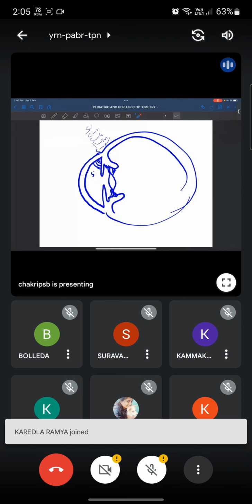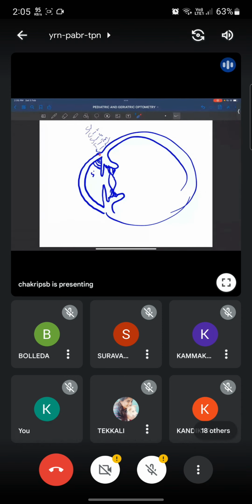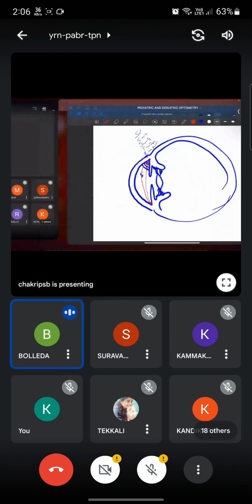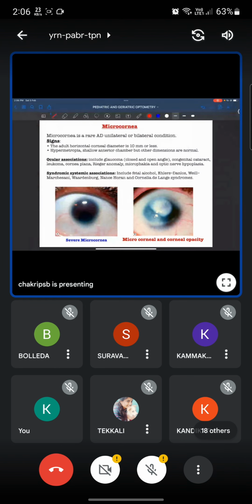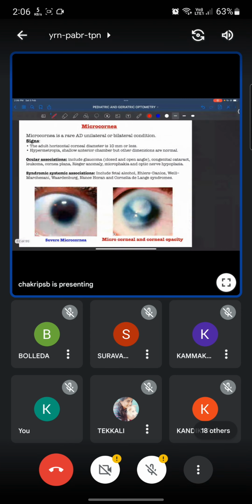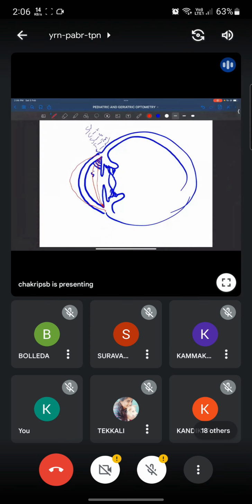If the angles are closed, what will happen? Glaucoma. This is the normal cornea. If the cornea size is decreased, the angles may close by themselves. If the cornea is of normal size, the aqueous humor will pass through the angles, and the intraocular pressure will not increase.